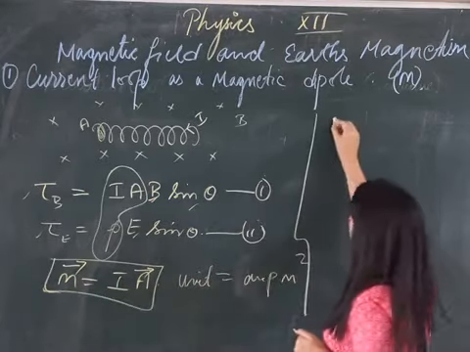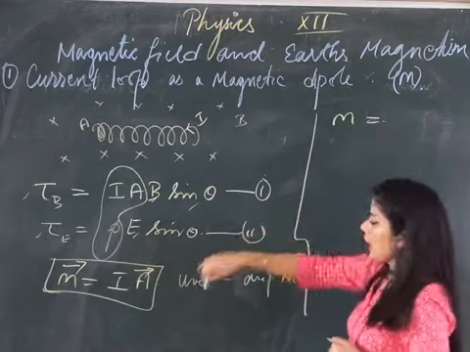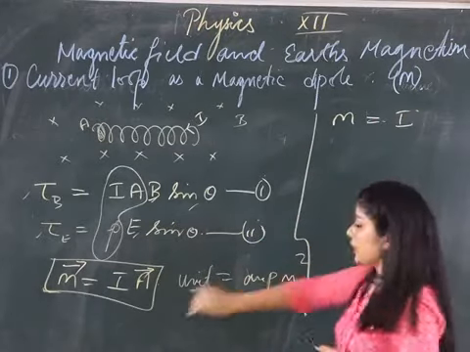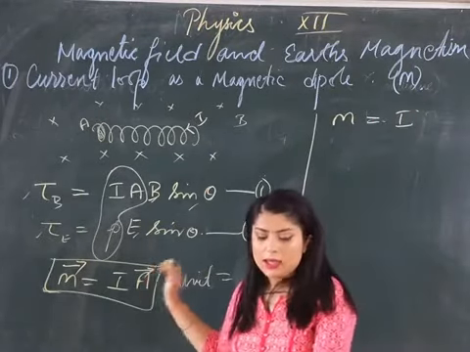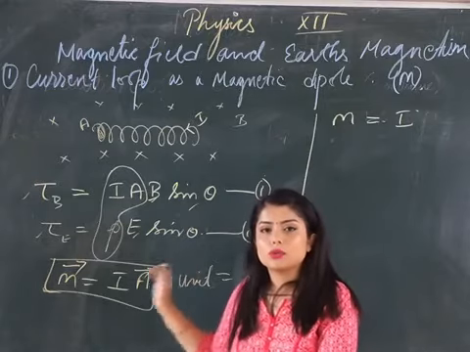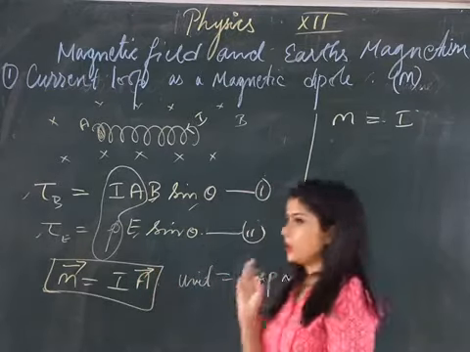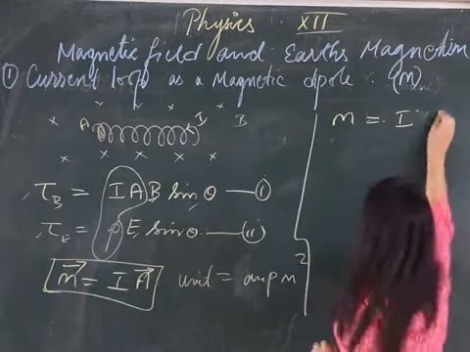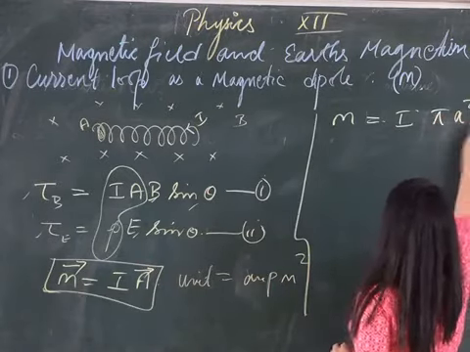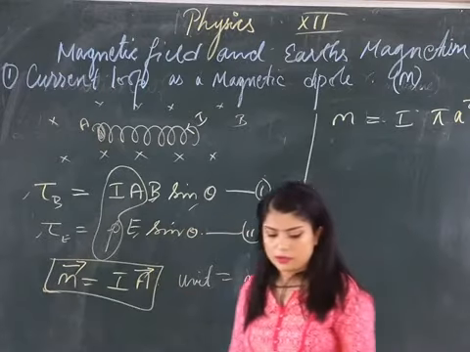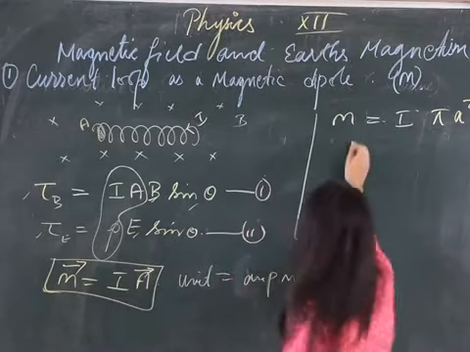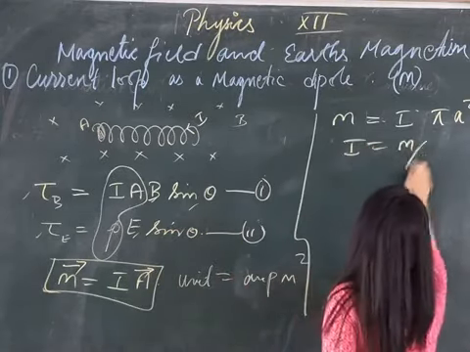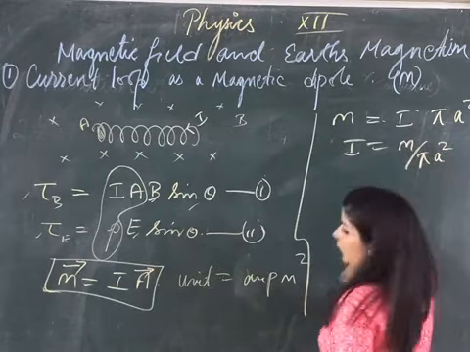M is magnetic dipole moment, I is current, and A is the area of a circular loop. The area of a circle is pi r square. Instead of r, we are writing pi a square, where a stands for the radius of the circle. So now from here, I becomes M by pi a square.